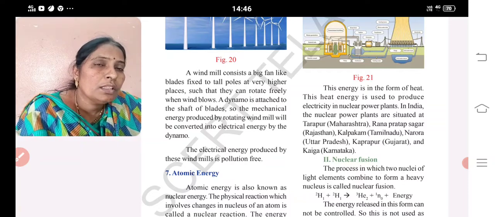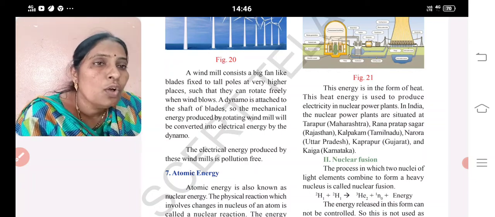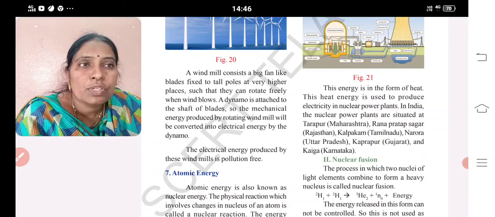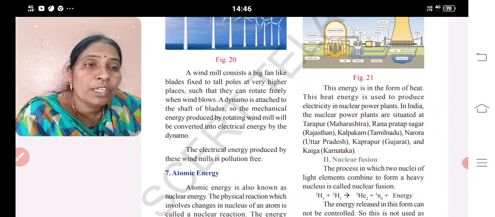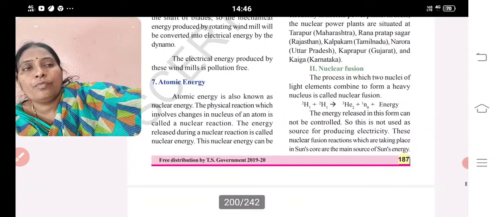Nuclear fusion is the process in which two nuclei of light elements combine to form a heavy nucleus. Fission: a heavy nucleus splits into two smaller ones. Fusion: two nuclei of light elements combine to form a heavy one. It is said to be nuclear fusion.